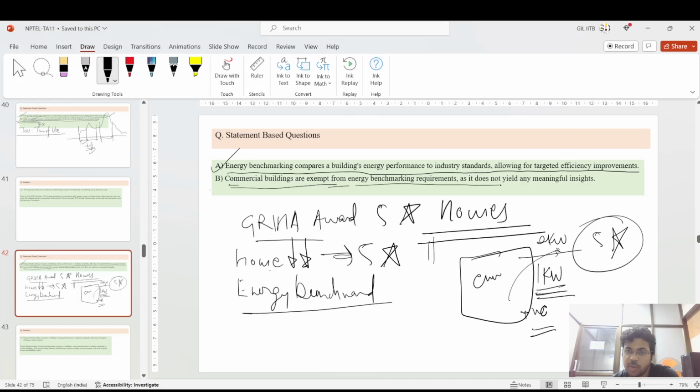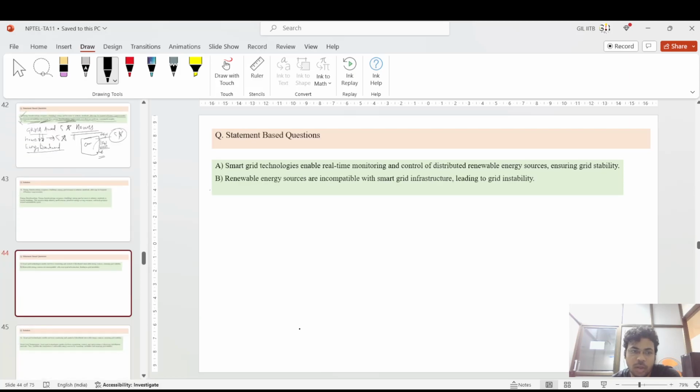The second statement says that commercial buildings are exempted from the energy benchmarking requirement, so it does not yield any meaningful insight. That is false. They are not exempted from the benchmarking requirement. Each system, whether a commercial building, residential building or any building, is checked for compliance with energy benchmarking. This is the next question. You have to tell me which statements are true.